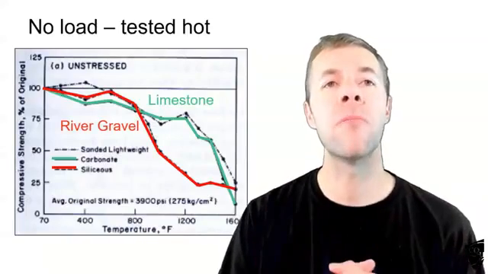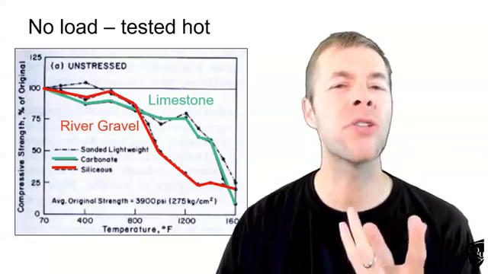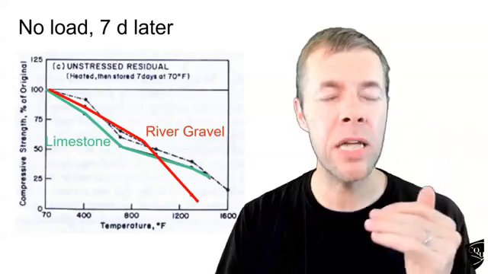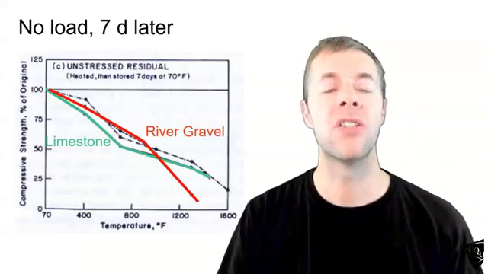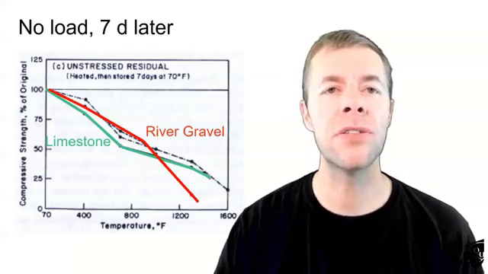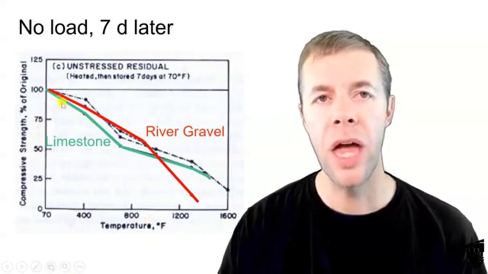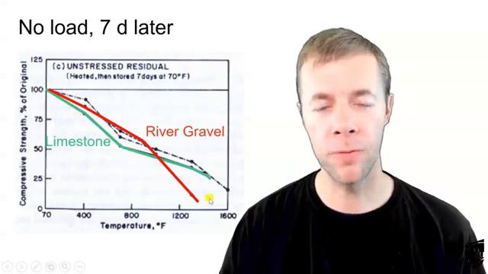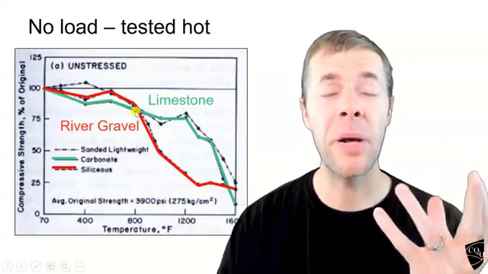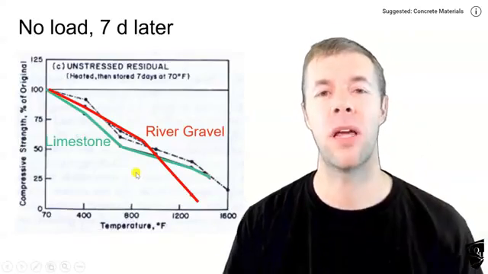But let's go back to that system that was no load and tested while it's hot. I'm going to compare it to another system. This system was not loaded. It was heated up to these temperatures, and then they left them. Same concrete mixtures, but they left them for 7 days. This is the temperature that the concrete saw. This is the loss in strength. And look at the limestone and river gravel. This is the same stuff I showed you before. Look how high they used to be. But after sitting there for 7 days, they lost significant strength.